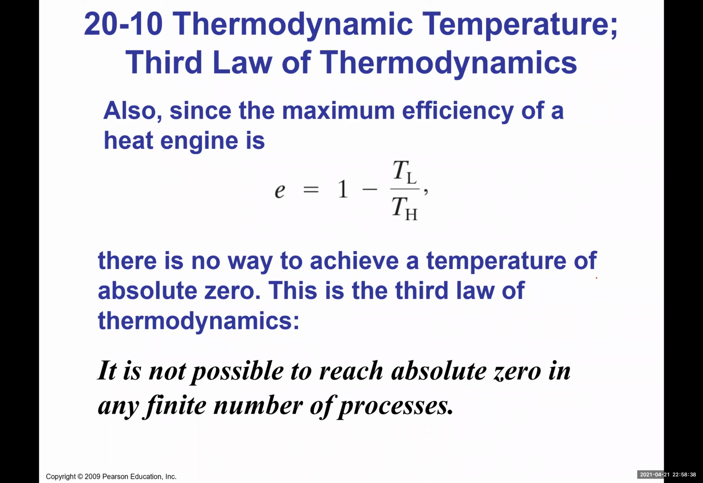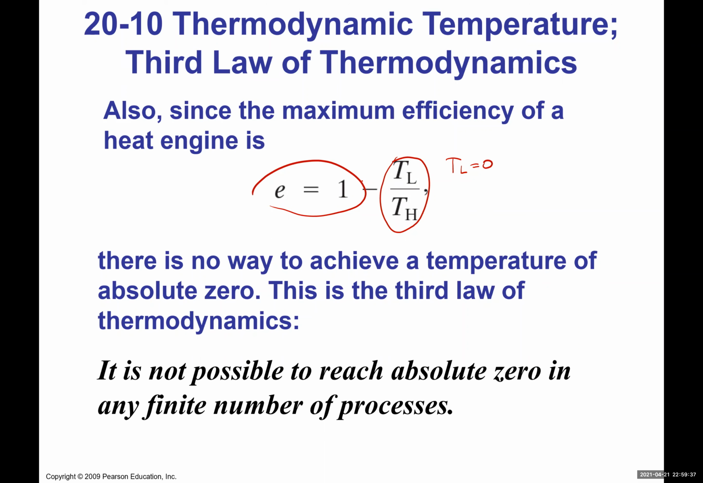Now, in terms of the third law of thermodynamics, as I mentioned, I will briefly talk about that. Remember the maximum efficiency of a heat engine: E equals 1 minus TL over TH. There is no way to achieve a temperature of absolute zero. The third law of thermodynamics says it is not possible to reach absolute zero in any finite number of processes. If you have a finite number of processes, your TL will always be greater than zero. Only when TL equals zero can you have 100% efficiency, and the third law tells us that's impossible.